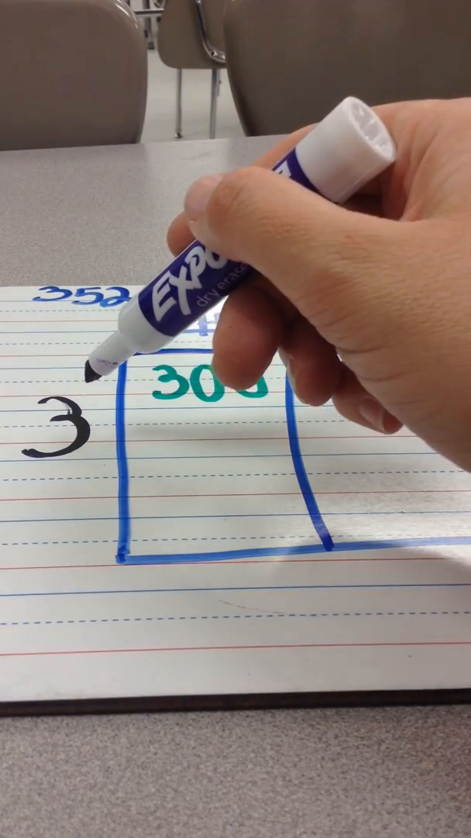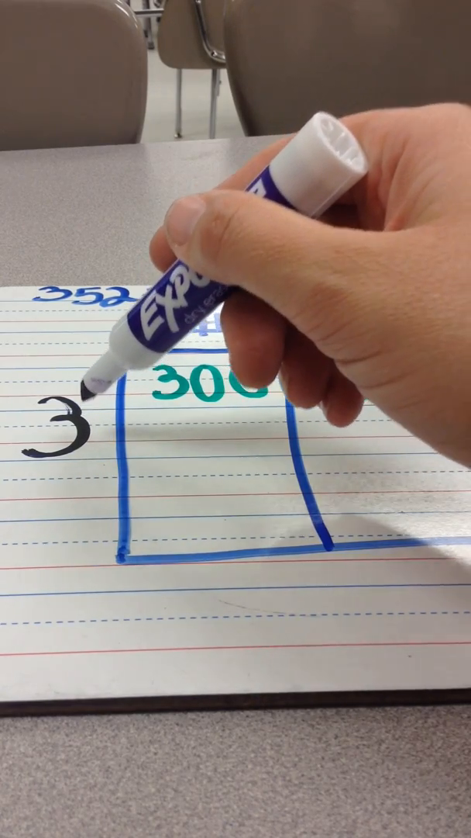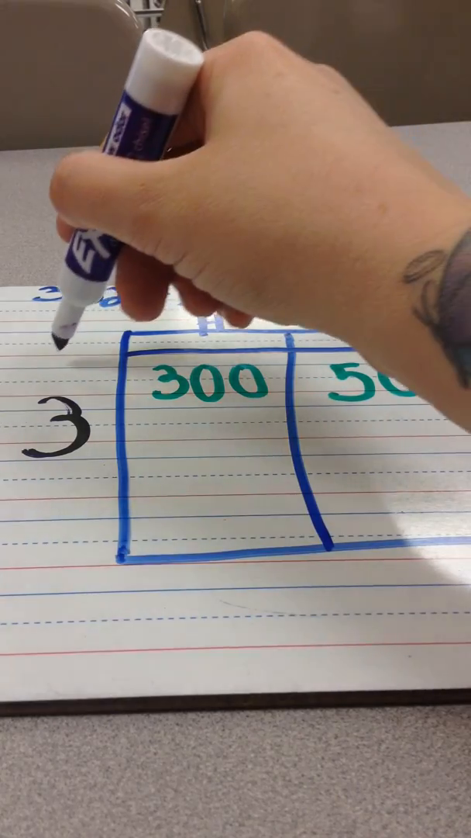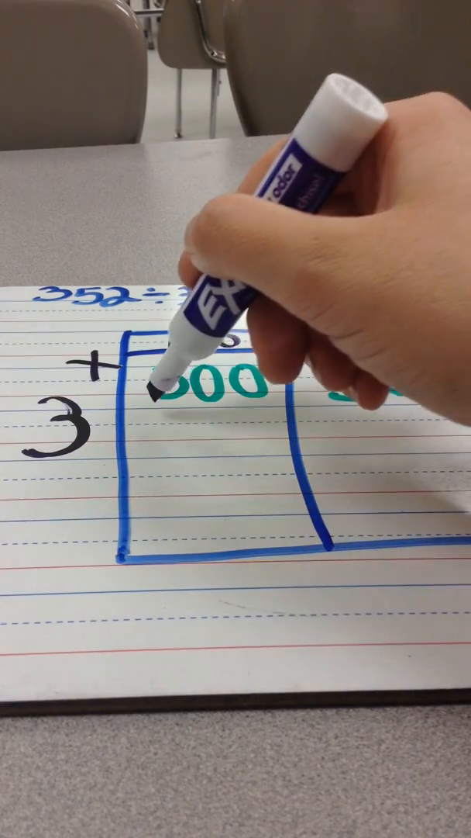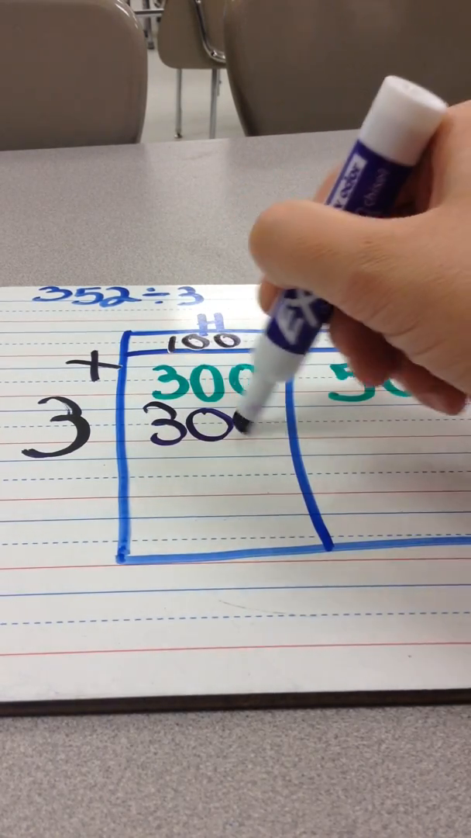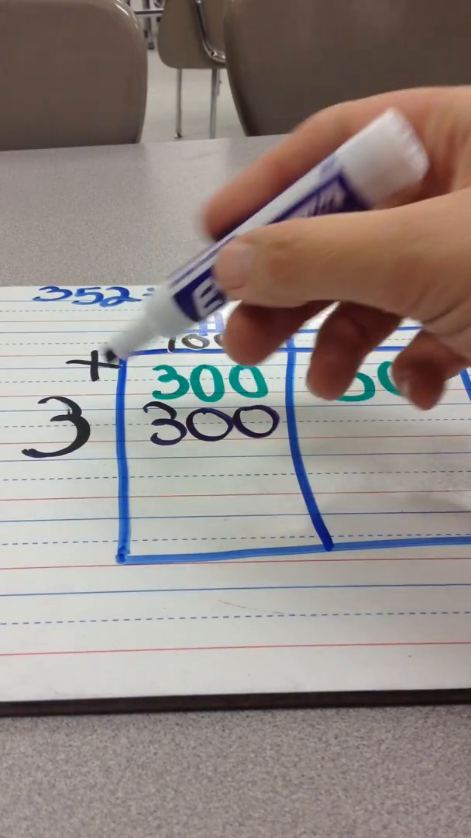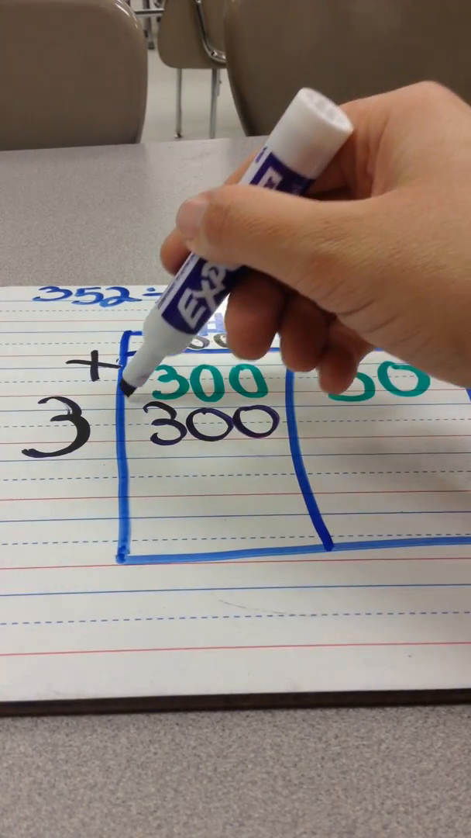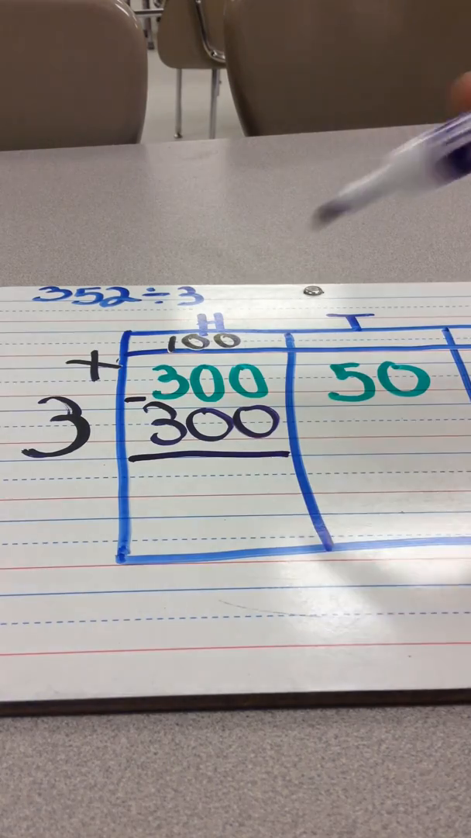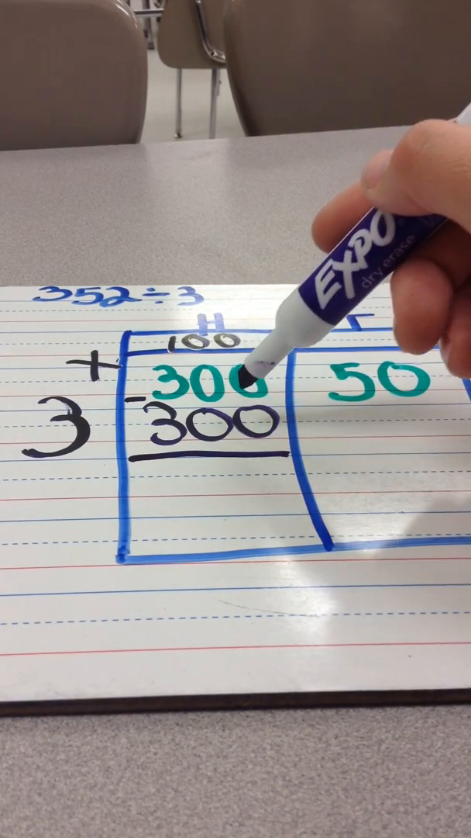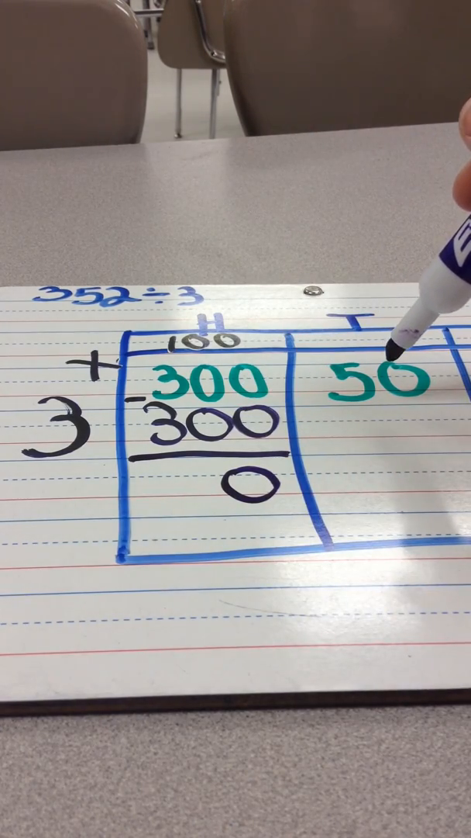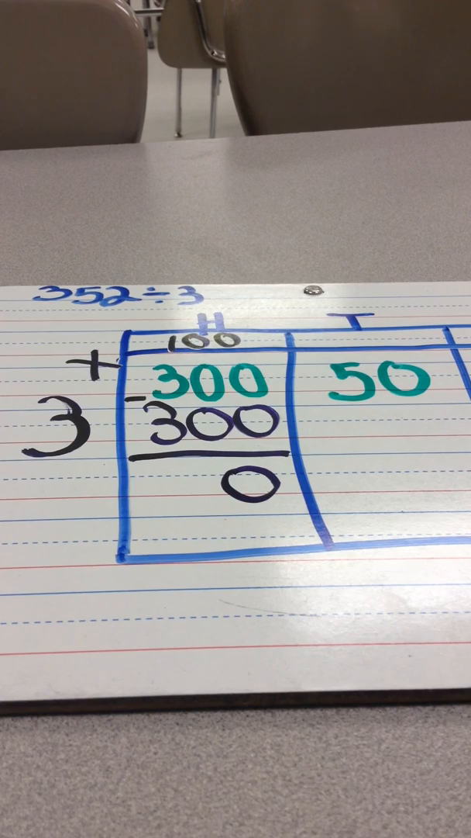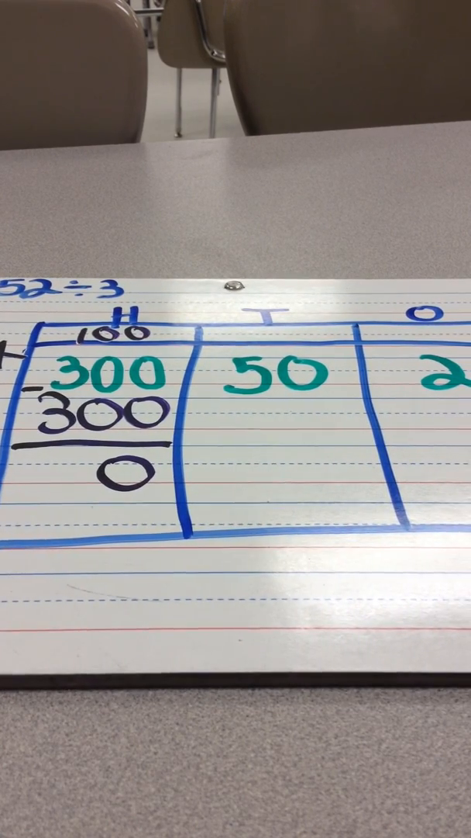Okay, so here I know that 300 divided by 3, I know my math facts, and I know that 3 times 100 would equal 300, and I put that in the box below it. That is my product when I multiplied. And then I'm going to subtract that. In this case, it just happens to come out that 300 minus 300 is 0, and I don't have to move anything over. In my next column, we have 50.